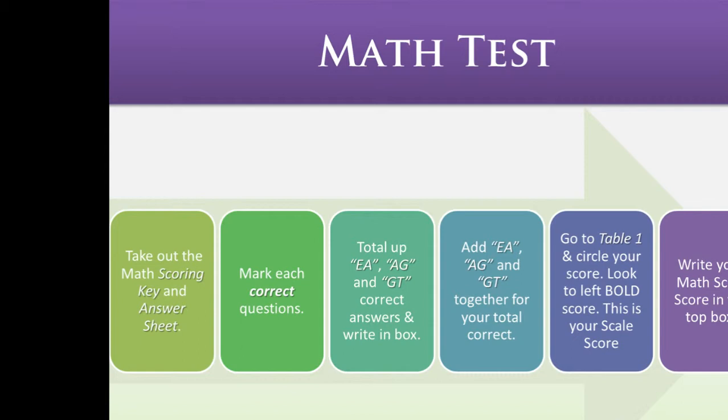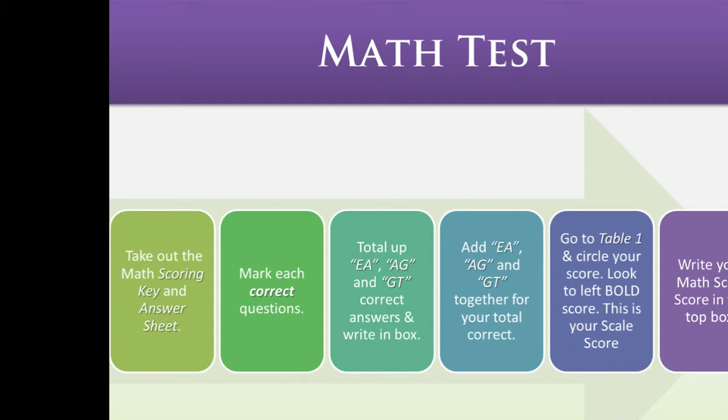Now, the second column, AG. Total them up. Once you have the score, put it on the bottom. Finally, the GT category. Total these up and put the number on the bottom of the page.